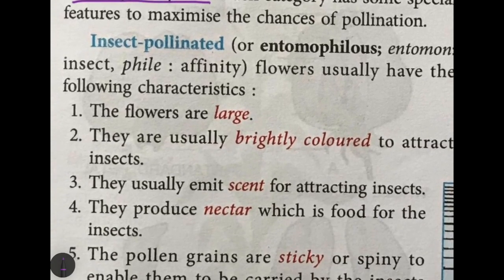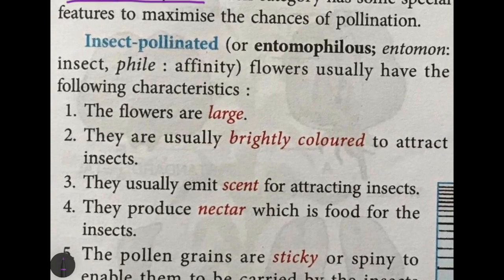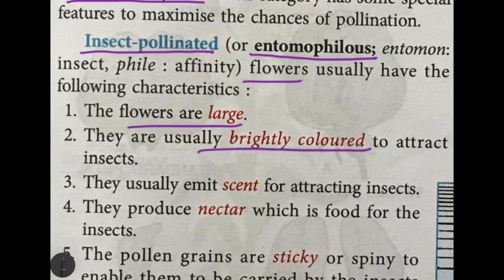First we will talk about insect pollinated flowers. Insect pollinated flowers in biology are known as entomophilous flowers. So what are the characteristics? Since they are pollinated by insects, they must attract insects. For that, the flowers must be large and brightly colored. They must emit a scent so that the insects are attracted to it, and they must produce nectar, which is the food for the insects, and that is why the insects will visit the flower.